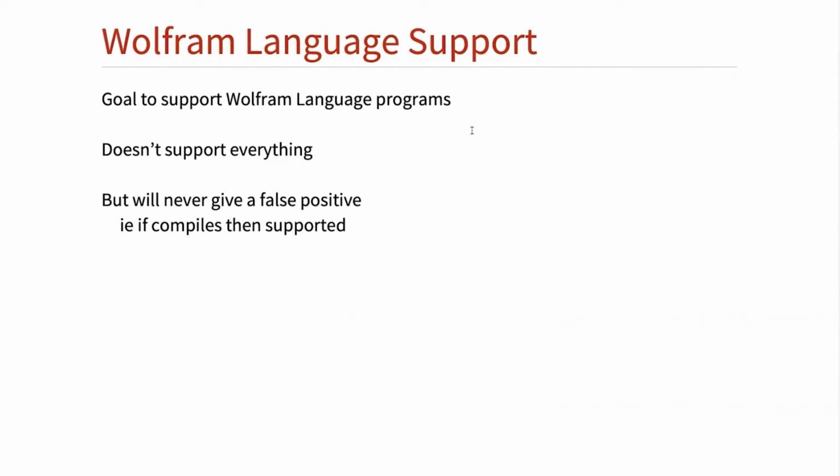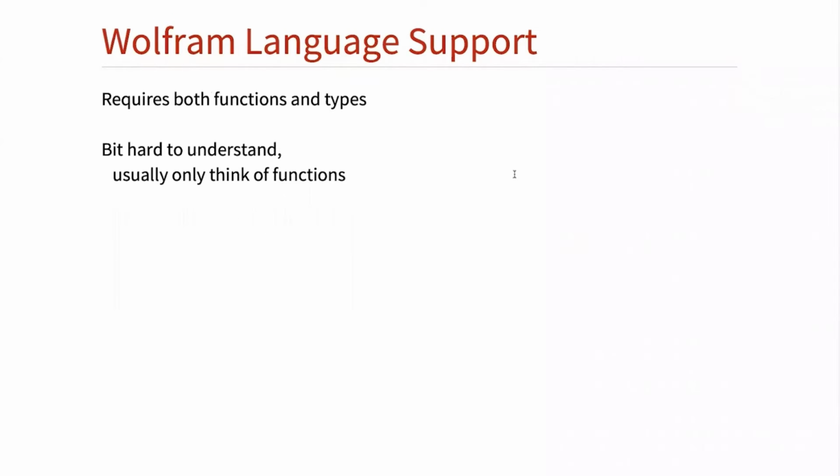But really the only real test is to try things, and you'll get errors if things are not supported. One of the value propositions about the compiler is it will never give a false positive. So if something compiles, that means it's supported. Obviously if it's not supported, it won't compile, but it won't say, oh, I know what to do with that, when in fact it doesn't know what to do with it. That's not supposed to happen.